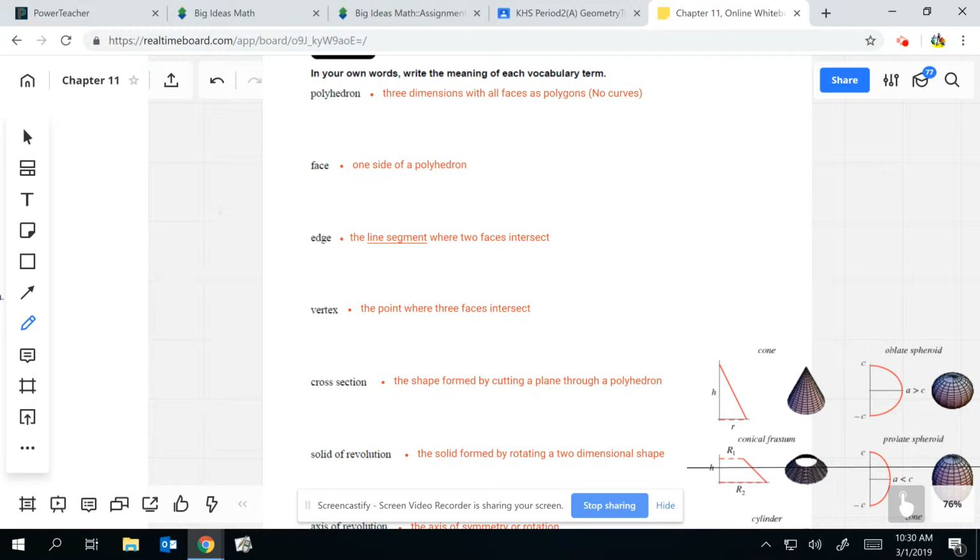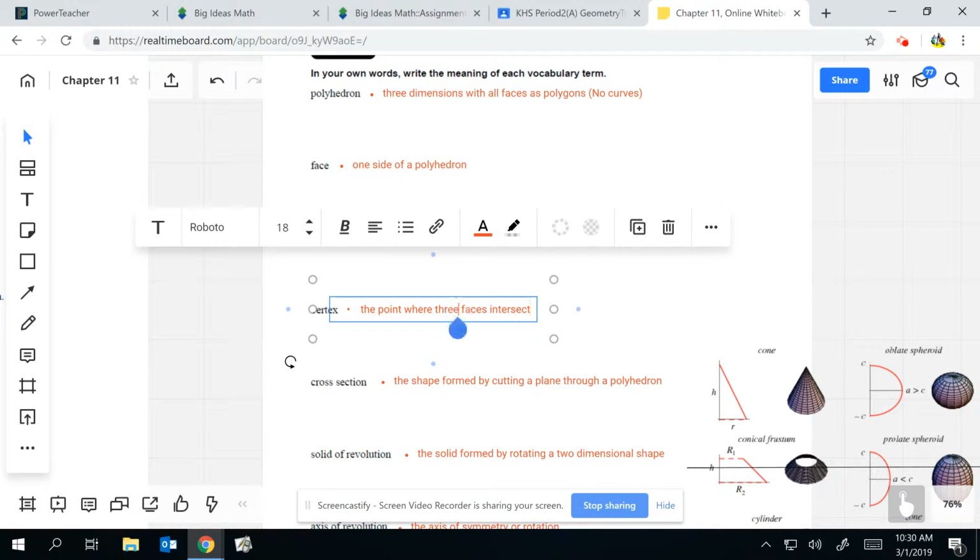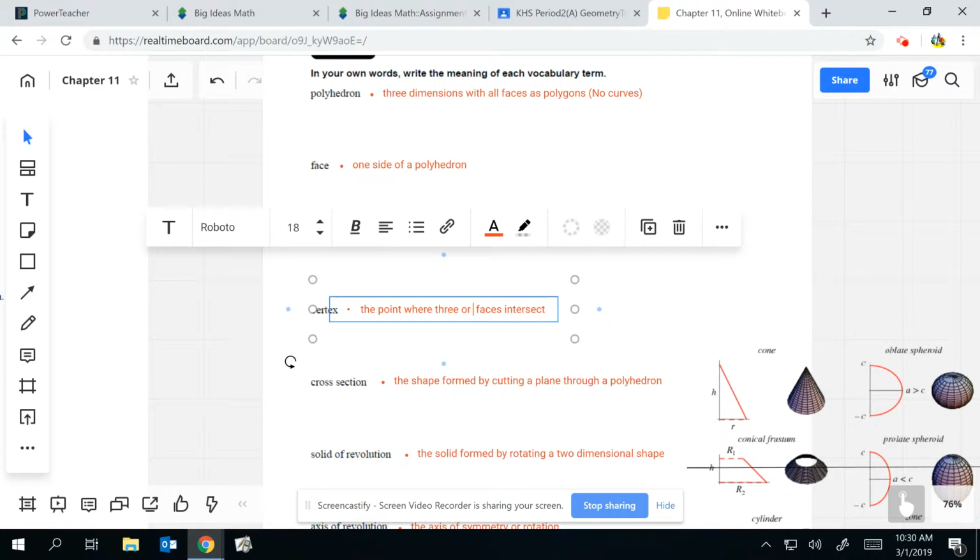An edge is a line segment. It has to stop where the two sides come together. It's a line segment. And the vertex is the point where three or more faces come together. I should change that to 3 or more, because you might have some where there's more than 3 faces.